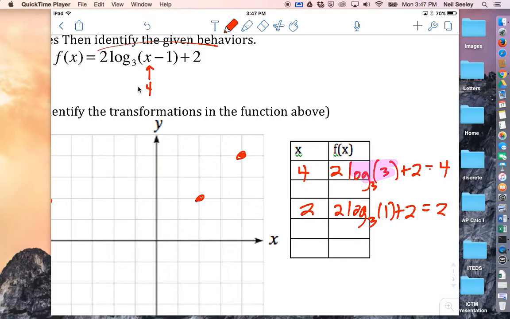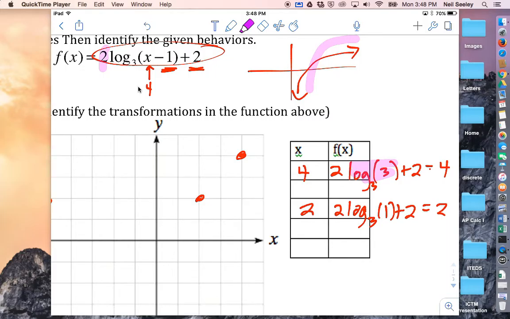I know what log graphs look like in general. I just know mine got shifted left 1, or I'm sorry, right 1 and up 2. So I just know I need to move this graph over right 1 and up 2. And I vertically stretch it a little bit as well. So I kind of have a sense of where this is going to be.